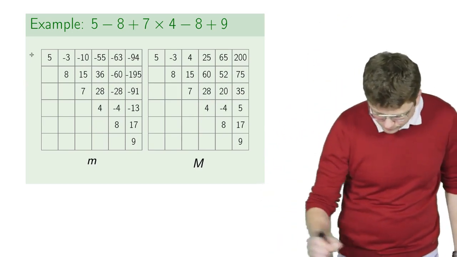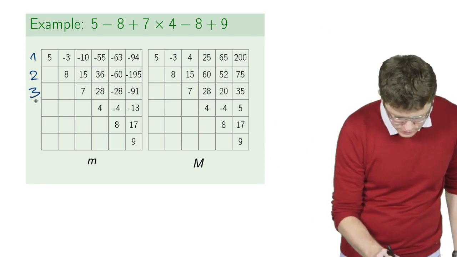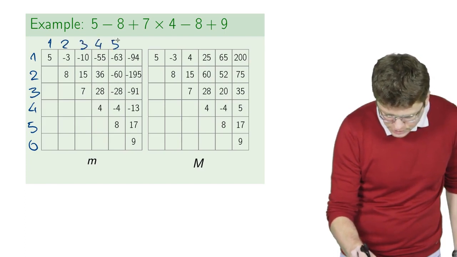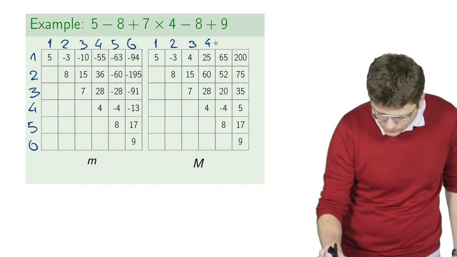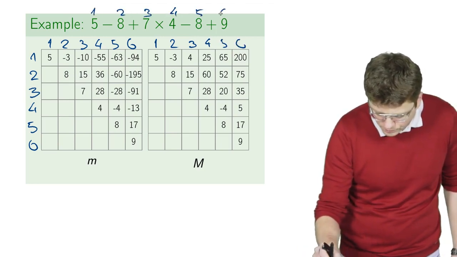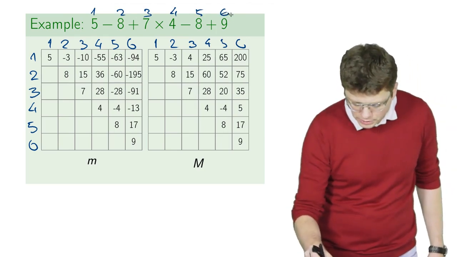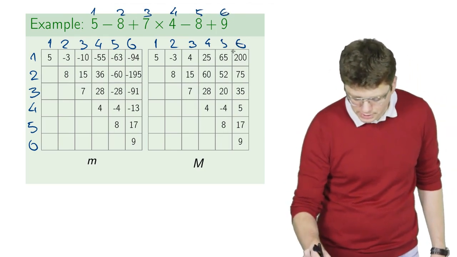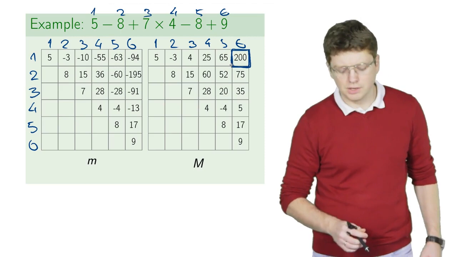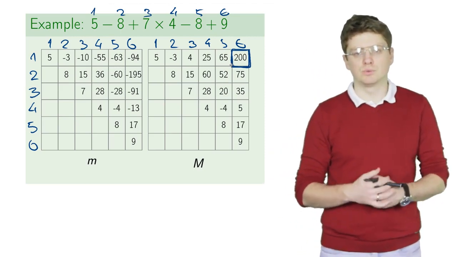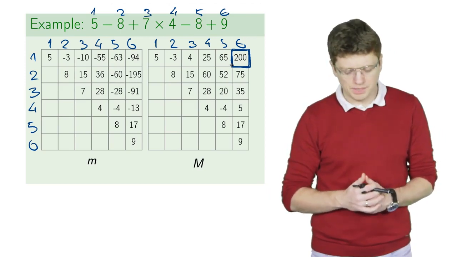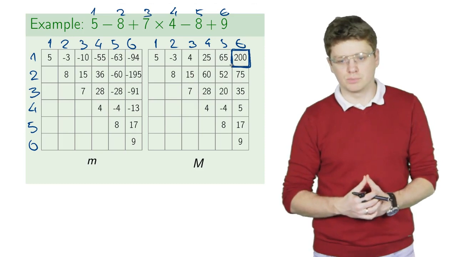Let me first put the indices for all the rows and columns of these two matrices, as well as numbers for our initial digits. In particular, we see by reading the contents of this cell, capital M of 1,6, that the maximal value of our initial expression is equal to 200. And our goal is to unwind the whole solution, the parenthesizing of the initial expression, from these two tables.